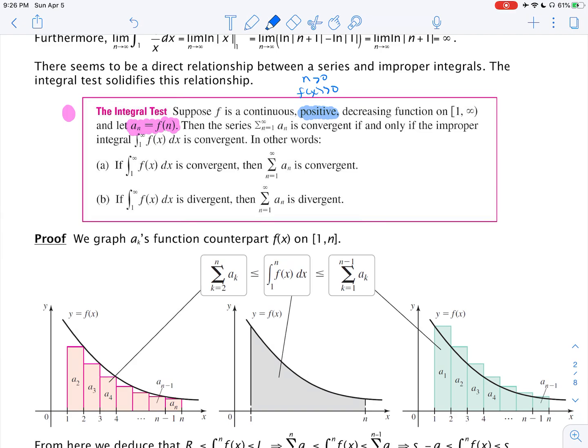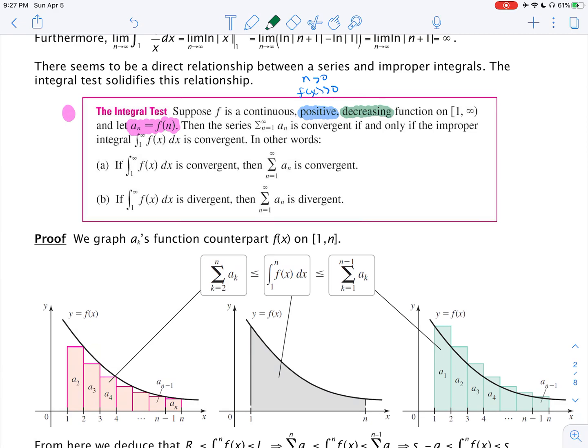But we also need to verify that our function is decreasing. And there are a couple ways of demonstrating that. So that's part of the work that you will do in being able to use the integral test. You'll have to verify that your expression a sub n is positive for all values of the natural numbers, and you'll also have to verify that a sub n is actually decreasing, and we'll get to that in a second.